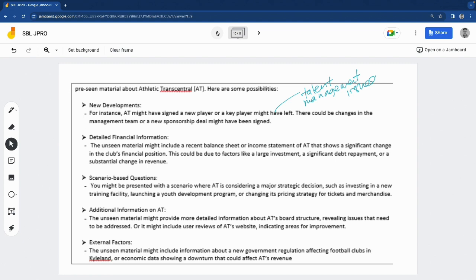Changes in management team or new sponsorship deal might be signed. Again, there could be new development. This could be something that's happened in the business. This could be the unseen. Could be, but I'm not saying anything else. But we can say, if you have issues on players, I would suspect more something like this. Player misbehave. Okay, what do we mean by player misbehave? Okay, player misbehave, a good example of player misbehave is this one.